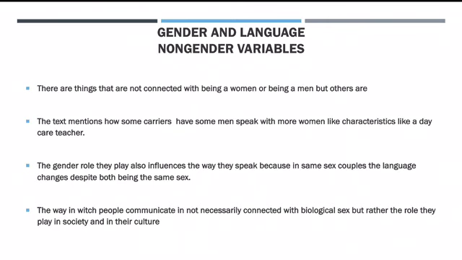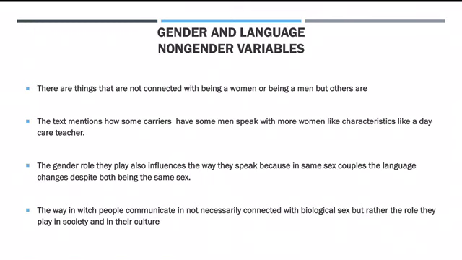The gender role that the person plays also influences the way in which they speak, because in some same-sex couples, the language changes despite being the same sex. So, for example, one of the partners may have a more masculine approach to conversation styles or way of speaking, whereas the other may have a more feminine approach to starting a conversation. It doesn't necessarily mean that the person is feminine, just that the way in which they initiate topics might be those typically associated with a woman or those associated with a man.